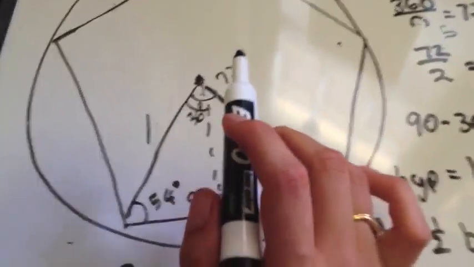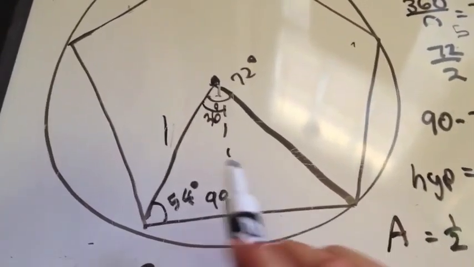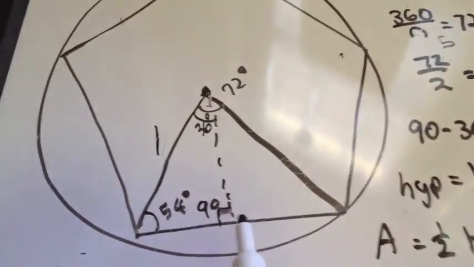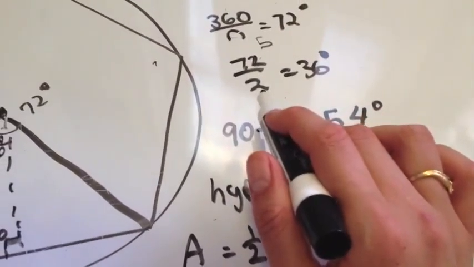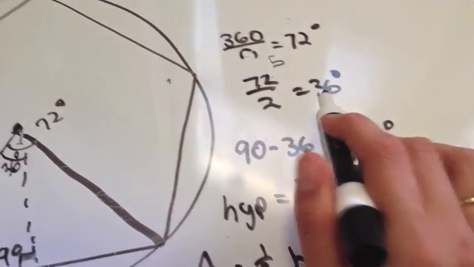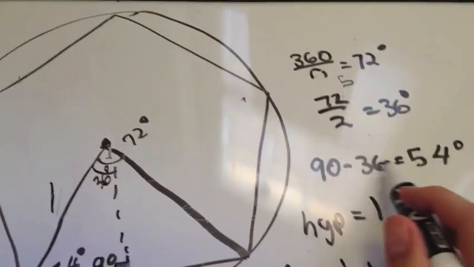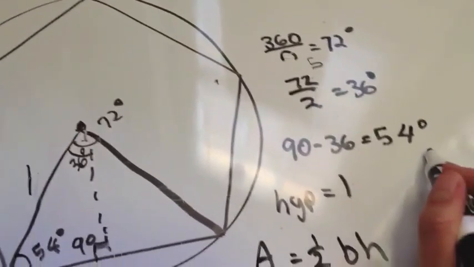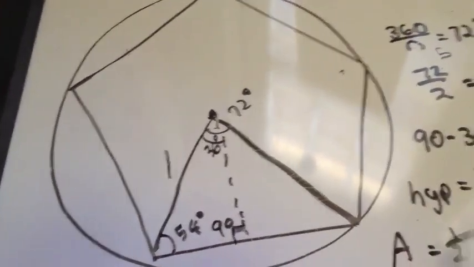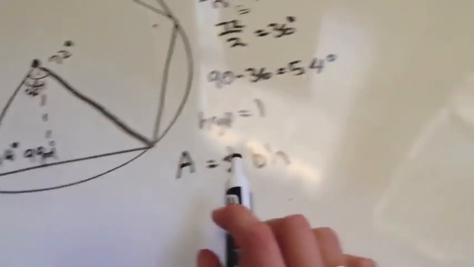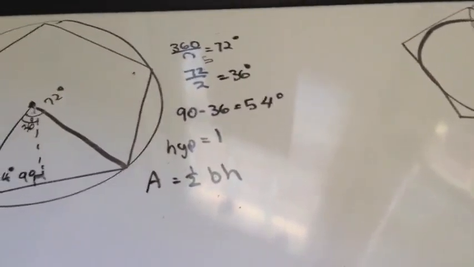But because right triangles are easier to work with to find the height and the length, we are going to be dividing it up into a right triangle in half. 72 degrees divided by 2 is equal to 36 degrees. To find the angle here, 90 minus 36 is 54 degrees, and we also know that the hypotenuse is 1. The area of a triangle is 1/2 base times height, so all we have to do now is find the base and the height.